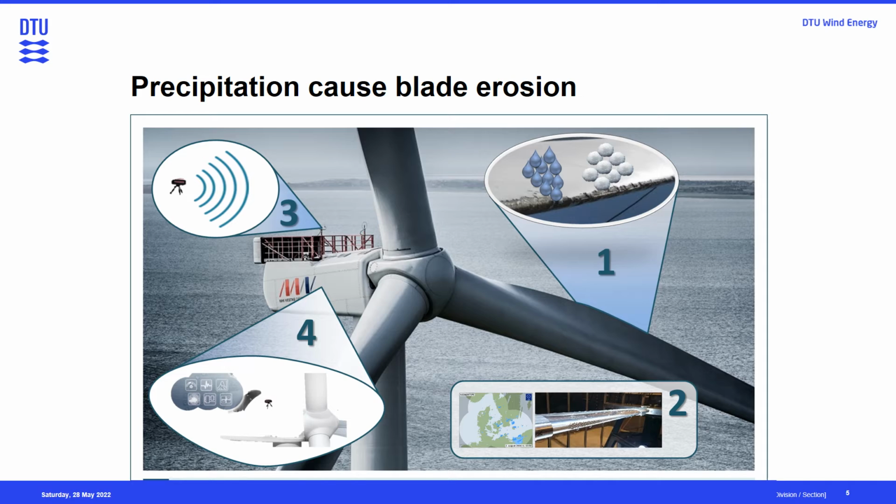A gap in our knowledge is about precipitation that causes blade erosion. In this graphic, we show one that rain and hail will damage the blade leading edge. We know that from testing. And number 3, we would like to have a sensor installed to predict now we have rain, and then with 4, we would like to reduce the speed of the turbine so that we could increase the lifetime and also increase the profit.